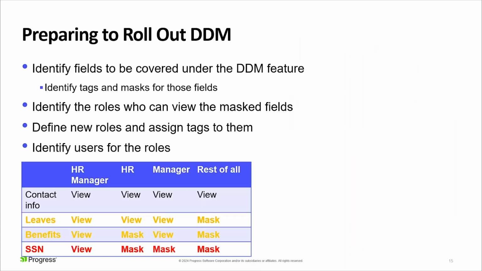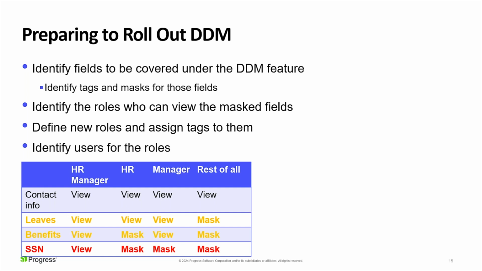So this is the summary of the preparation steps needed to roll out DDM. Identify the sensitive fields that will be covered under the DDM feature. Identify the tags and masks for those fields. Identify roles, define the new roles and assign tags to them. And finally, identify users for those roles. So we have completed our preparation. Let's see how to configure it in OpenEdge 12.8.